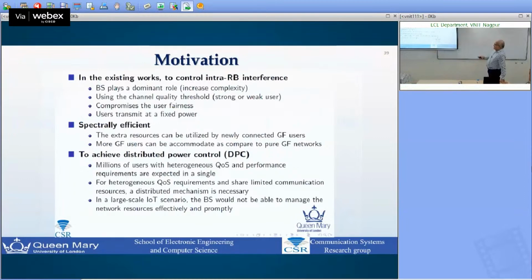So here what we are going to do, we have millions of IoT devices. The quality of service requirement is heterogeneous, not homogeneous. So in a large scale IoT scenario, the base station cannot control all the devices. Base stations cannot control tens of thousands of devices. So in that scenario, how are we going to utilize the resources effectively?